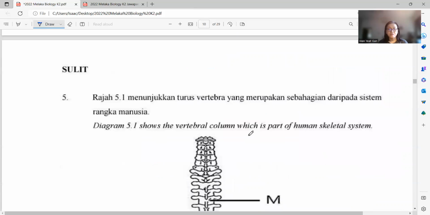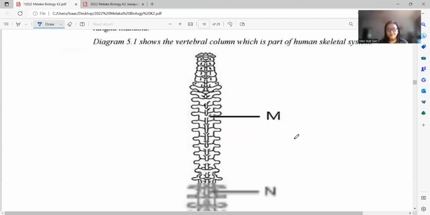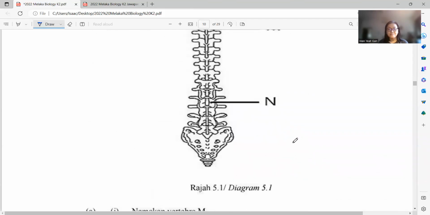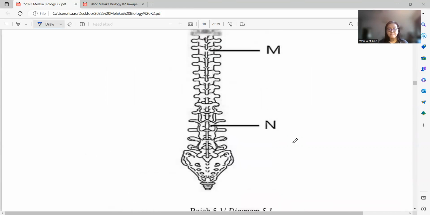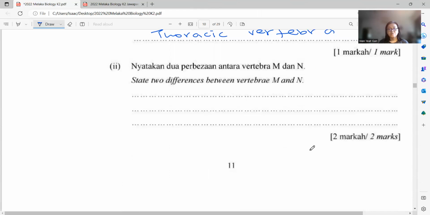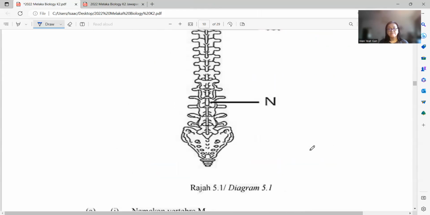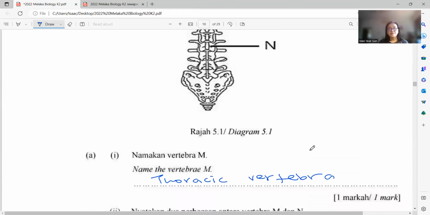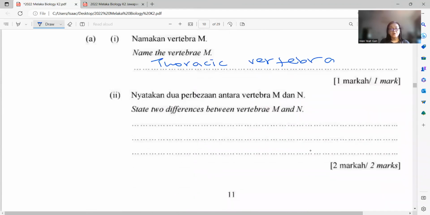Okay. Next, question 5. Diagram shows the vertebral column, which is part of the human skeletal system. Name vertebra M. So M is thoracic. State two differences between vertebra M and N. So N is lumbar. For M, which is the thoracic vertebra, it has a long spinous process.